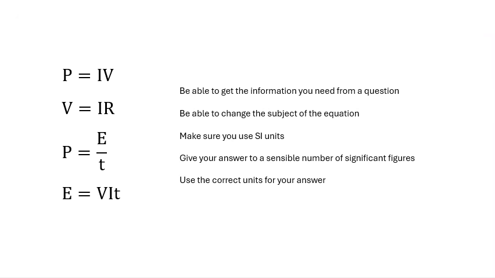Make sure that you use SI units. So if the information you're given is like kilowatts, like 3 kilowatts, then in the equation you say 3,000. That kind of thing. Give your answer to a sensible number of significant figures. So the final answer should either be 2 or 3 significant figures. I'll talk about that later. And use the correct units. If you're working out the current, then your answer should be amps. If you're working out the power, then it should be watts, etc. So the correct unit for your answer.